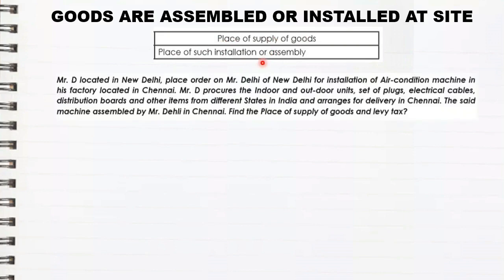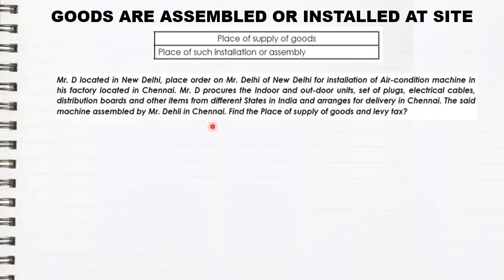Mr. D is located in Delhi. He places an order to Mr. Delhi of New Delhi for installation of an air conditioner machine in his factory located in Chennai. Mr. D procures the indoor and outdoor units, set of plugs, electrical cables. So he buys a lot of things from different states in India and arranges for delivery in Chennai. The said machine is assembled by Mr. Delhi in Chennai, and they have asked us to find the place of supply basically.